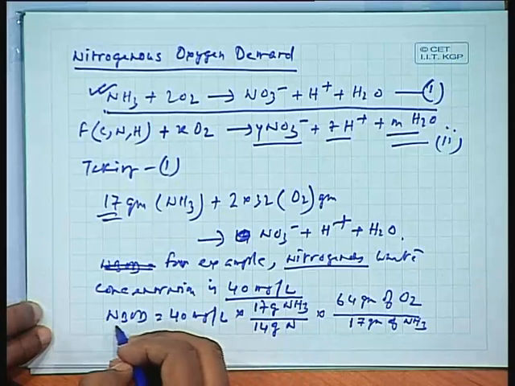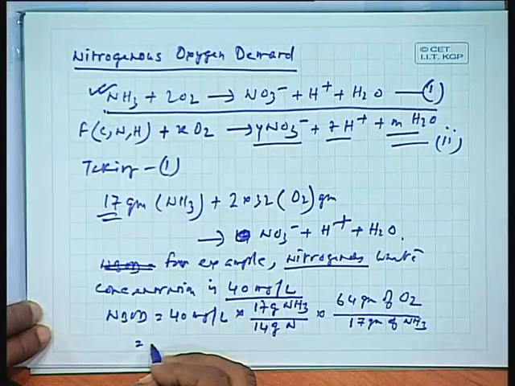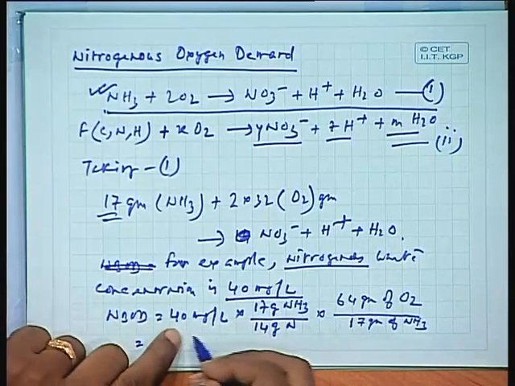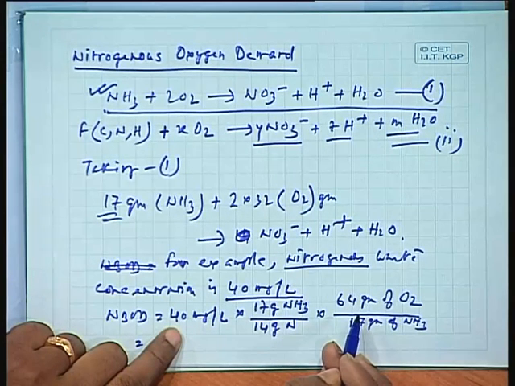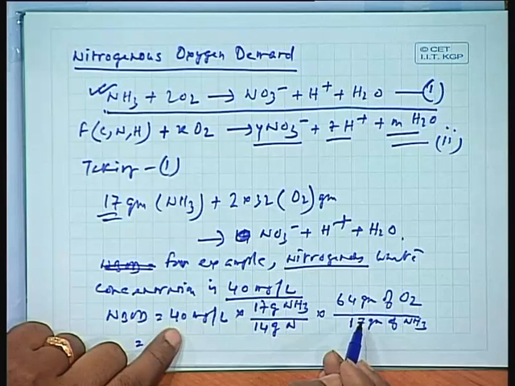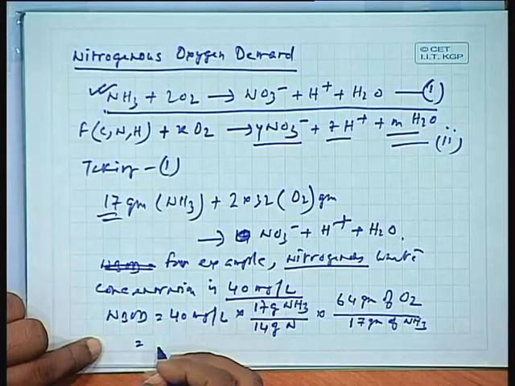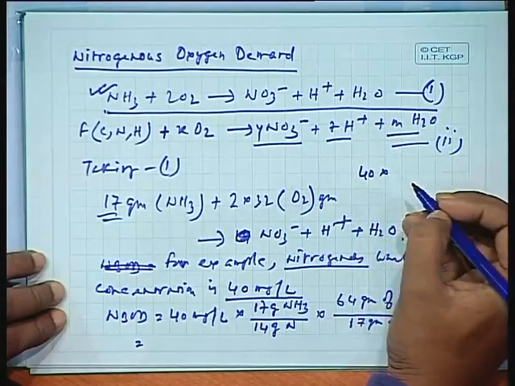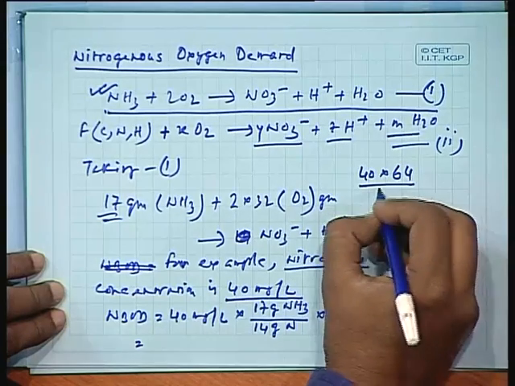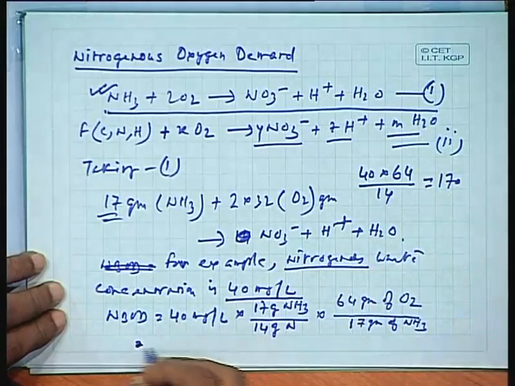So here we can see this nitrogenous biochemical oxygen demand that we found out. How much should it be? Can you find it out for me? So, this one cancels out. 40 into 64 is 2560, divided by 14. So it is basically 40 into 64 divided by 14, isn't it? It comes to about 170.